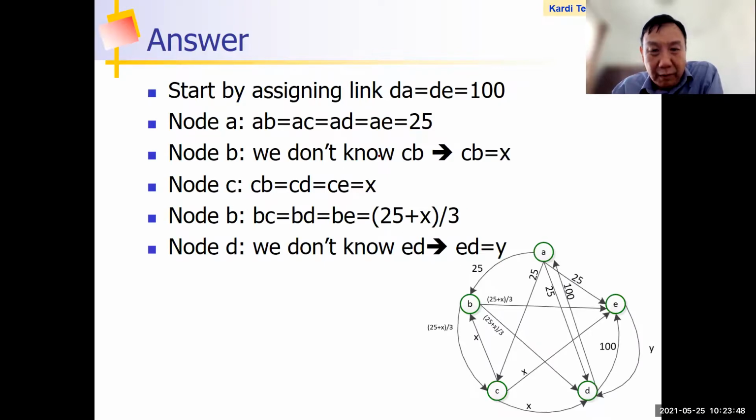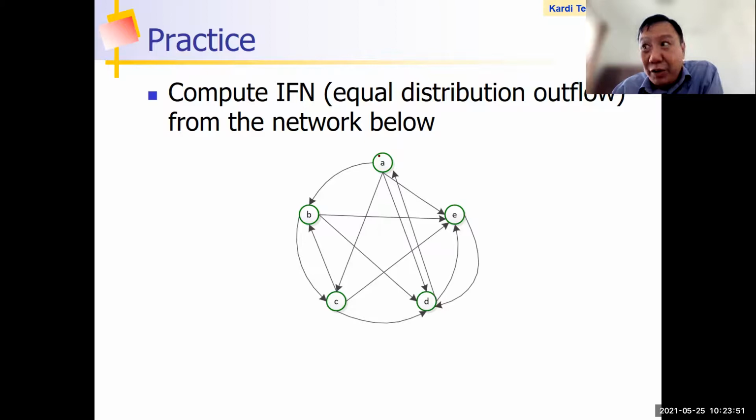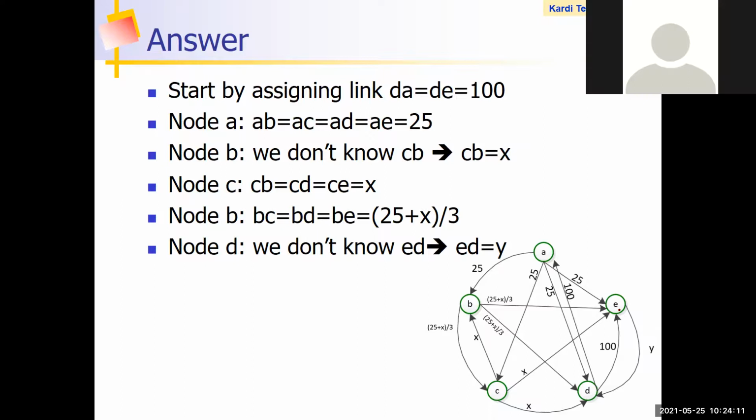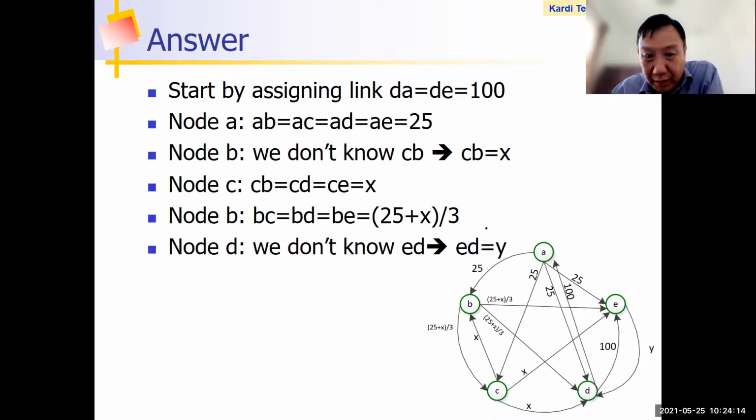Okay. So the one that you just did is a very simple network. When you have two ways, then you start to create a problem. Why? Say you start with assigning DA equal to DE. Can you see the network? Yes. Okay. So if you set DA equal to DE equal to 100, in node A, you can get all equal. So 25, 25, 25, right?